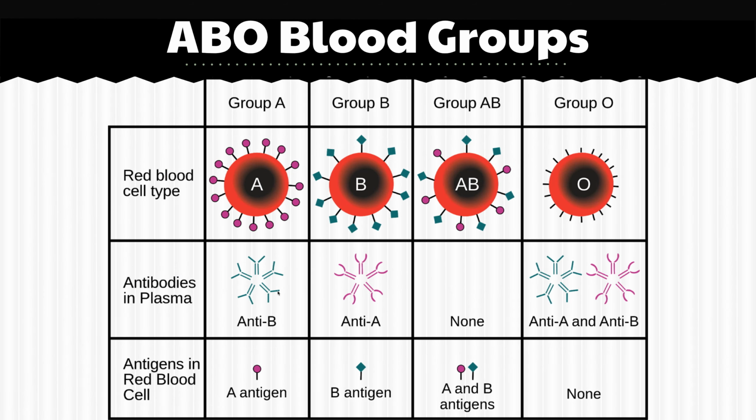The antibodies: if you have blood type A, you'll have the antibodies for blood type B. If you have blood type B, you'll have the antibodies for A. If you have AB, you don't have any buildup of antibodies. If you have blood type O, you have both antibodies, so you can't accept either of them. The antigens on the red blood cell are kind of opposite: A has the A antigen, B has the B, AB has both, and O has none.